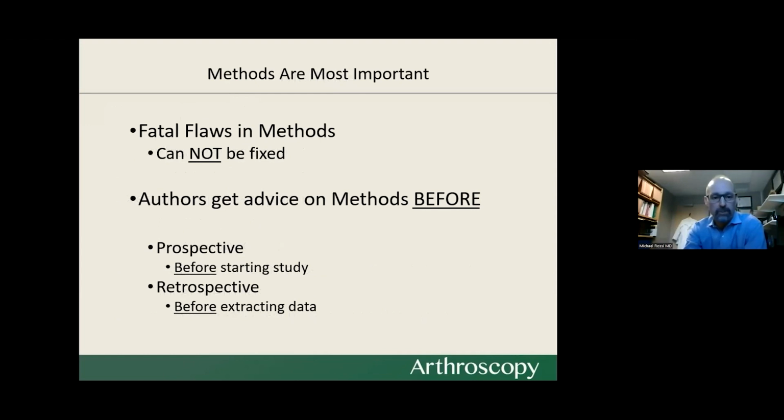Methods are the most important part. Fatal flaws in the methods cannot be fixed. And the authors really should get advice on the methods before the study is started. For prospective studies, that means before the study is started. For retrospective studies, of course, that means before the data is extracted.